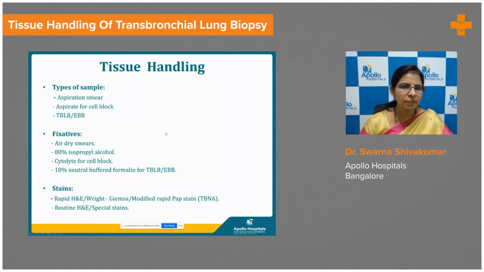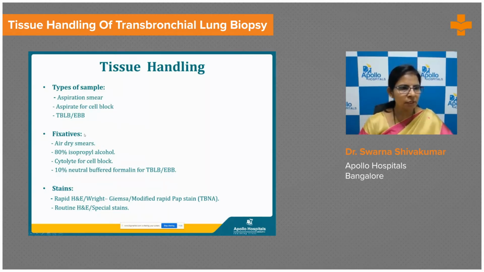So now a few words about how to handle these samples. First of all, what are the different types of samples we get by these procedures? One is the aspiration smear. The aspirate can also be used for cell block. Then we have tissue samples like transbronchial lung biopsy and endobronchial biopsy samples.